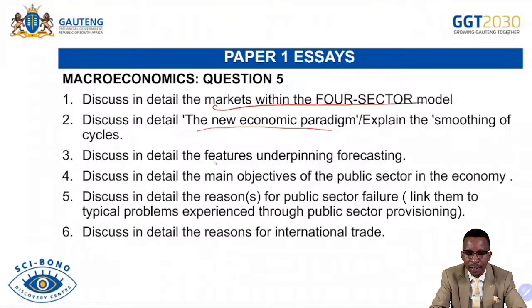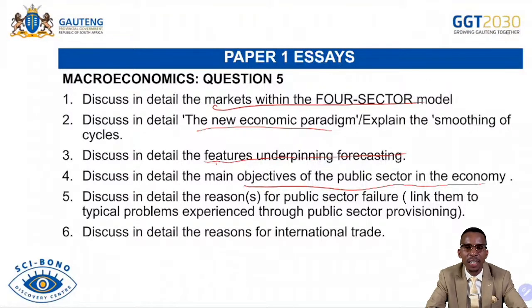Discussing in detail features underpinning forecasting. That's why you talk about your leading, lagging, coincident, and composite indicators. Going further with extrapolation, moving averages, the trend line, the length, etc. Discussing in detail the main objectives for the public sector in the economy. That's why we talk about economic growth, full employment, price stability, exchange rate stability, as well as what we call economic equity.